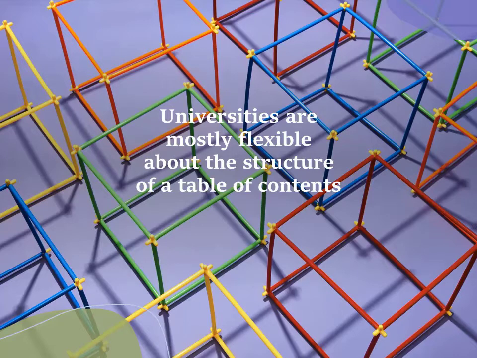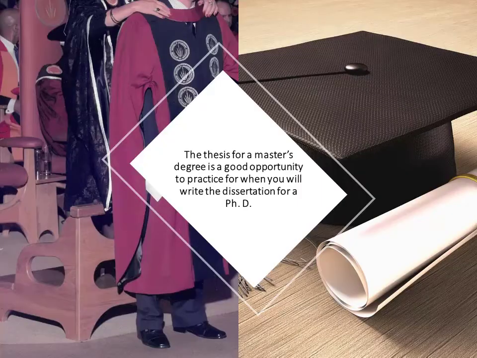Universities are mostly flexible about the table of contents for a thesis, but on PhD level you will need to include 5 or 6 prescribed chapters. Also keep in mind that the thesis is a good opportunity for you to practice for when you will write your dissertation. It will not be wrong to follow the structure of a dissertation when you write a thesis.